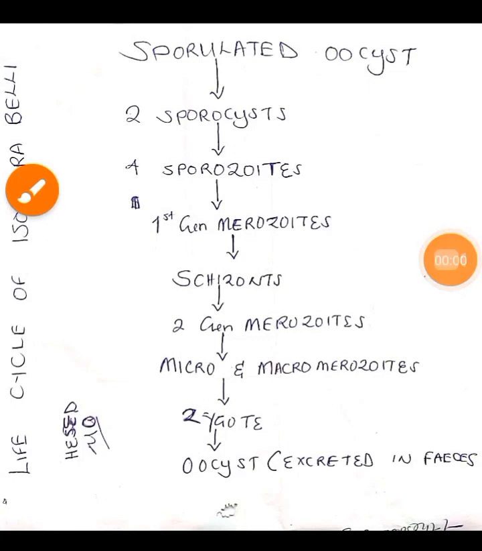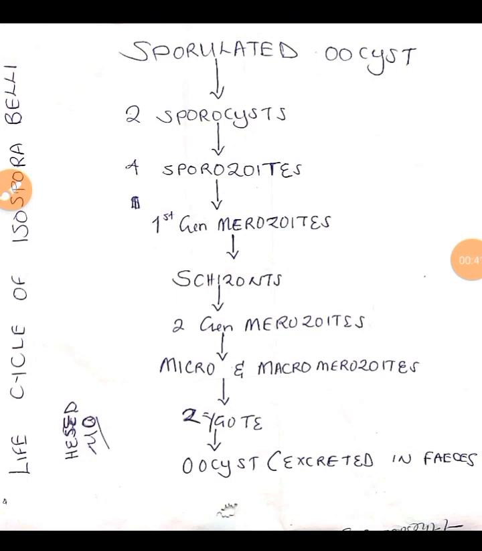So what we have to know is that Isospora belli is a coccidian parasite which infects the epithelial cells of the small intestine. It is an obligate parasite that causes cystoisosporiasis, or in other words, diarrhea. That kind of diarrhea is what we call cystoisosporiasis. In this video, specifically, I'm going to talk about the life cycle of Isospora belli.